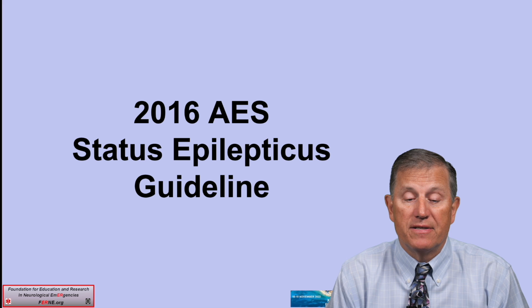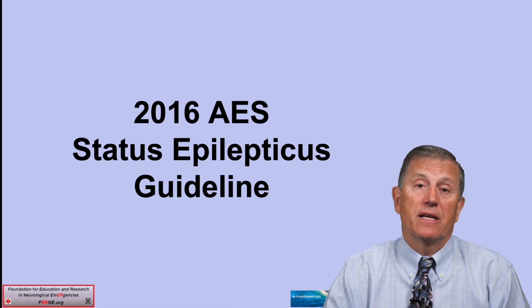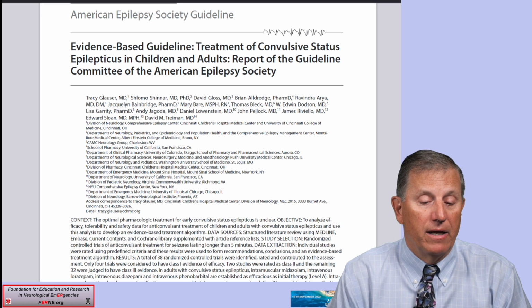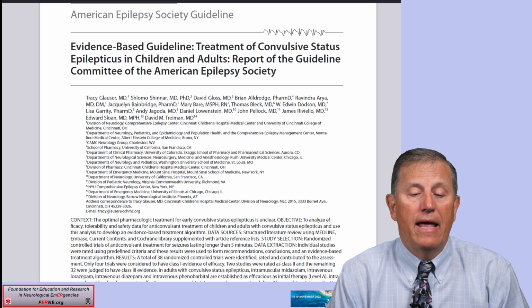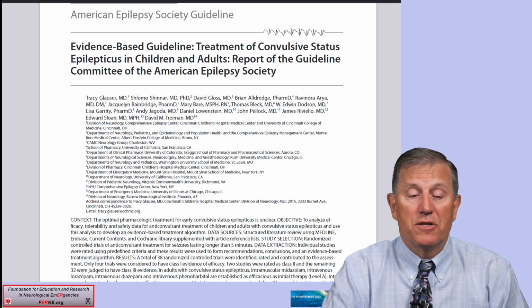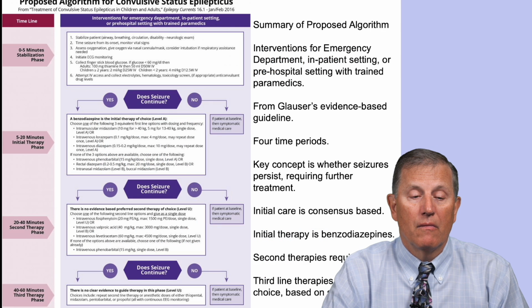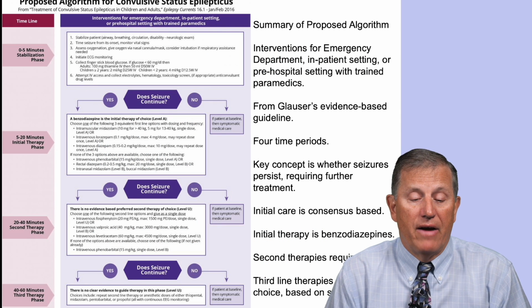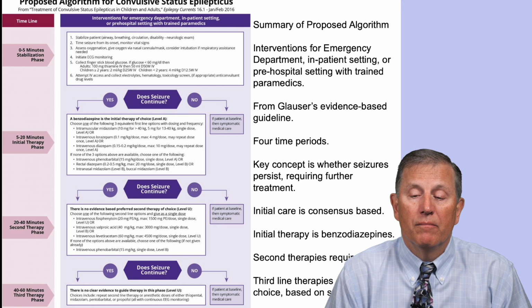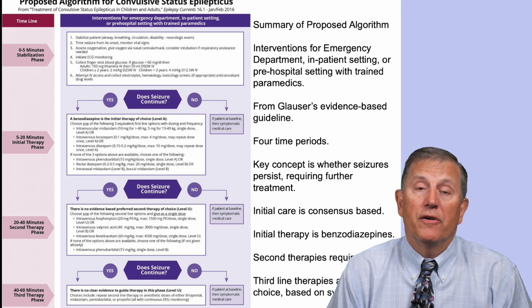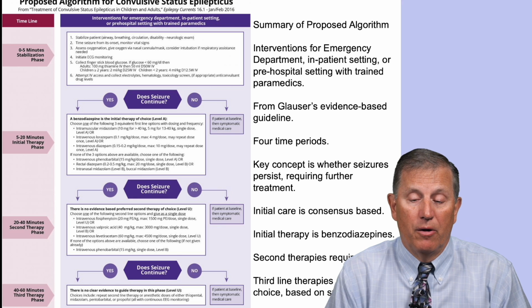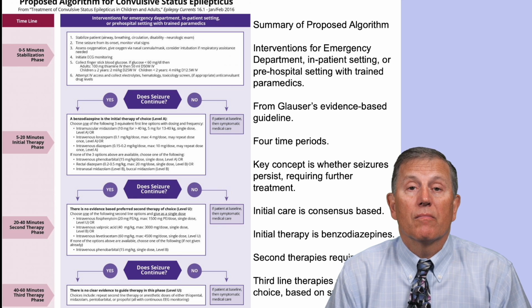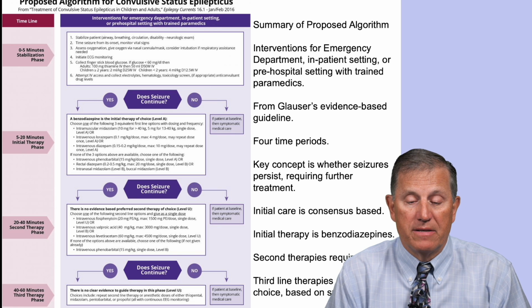Let's begin with the 2016 AES Status Epilepticus Guideline. This guideline by Glauser and a staff of committee persons provides us an evidence-based guideline for the treatment of patients with convulsive status epilepticus, both in children and adults. This proposed algorithm is provided here in a summary graphic, and from this we know the interventions are designed for the emergency department, the inpatient setting, and the pre-hospital setting with trained paramedics. This graphic comes from Glauser's evidence-based guideline.